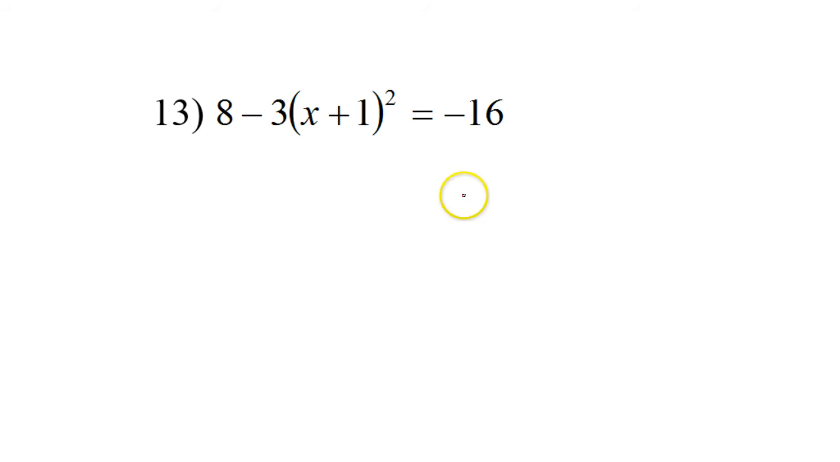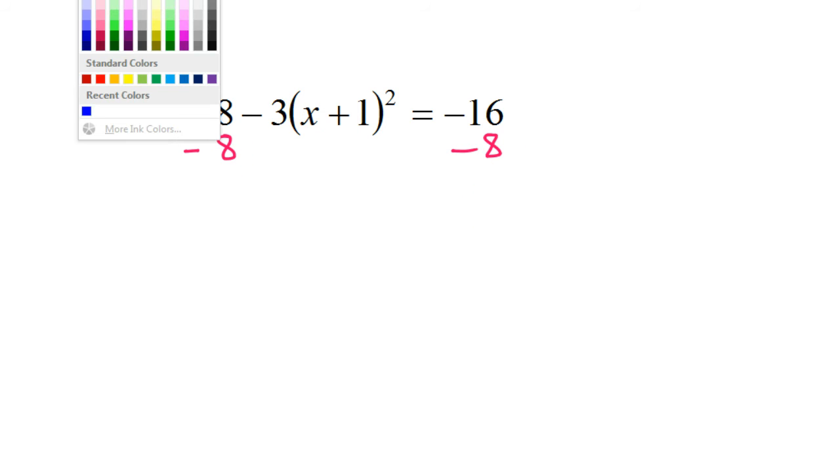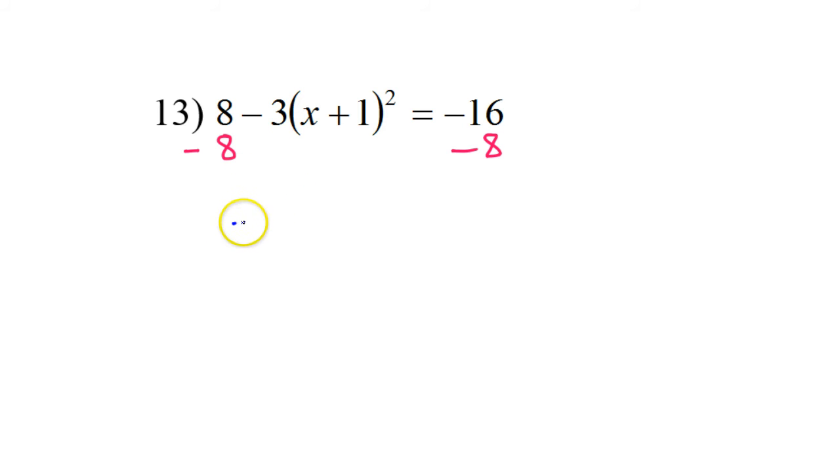All right, last problem. Do not subtract these. Okay, this is multiplication, and you cannot subtract before you've done multiplication. So instead, you must subtract the 8 from both sides first. Alright, so that's going to leave us with negative 3 times the quantity x plus 1 squared is equal to negative 24.